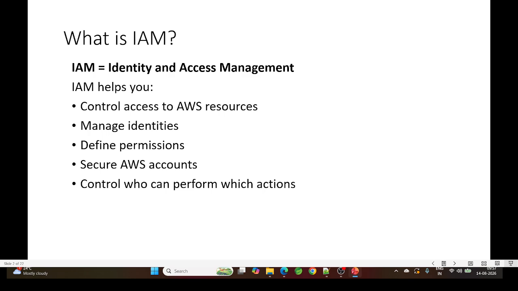What is IAM? IAM stands for Identity and Access Management. It is an AWS service that helps us to control access to the AWS resources. For example, we might want one employee to create EC2 instances, while another employee should only be able to view resources. IAM allows us to define these permissions. The basic question IAM answers is who can access what, and what can they do.